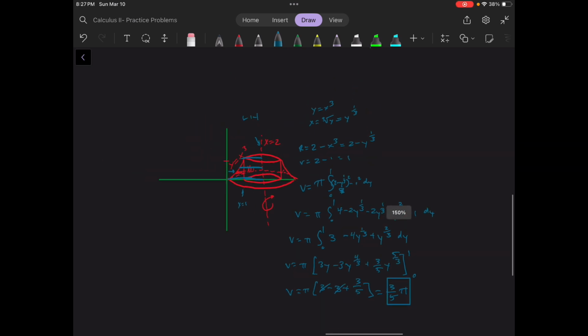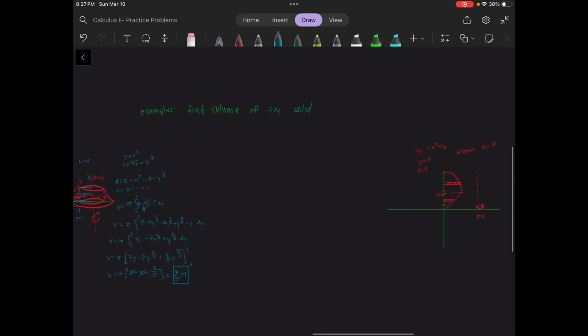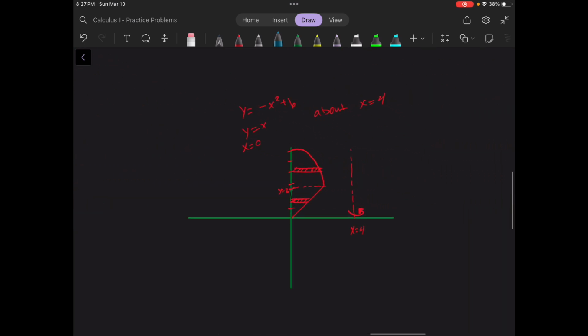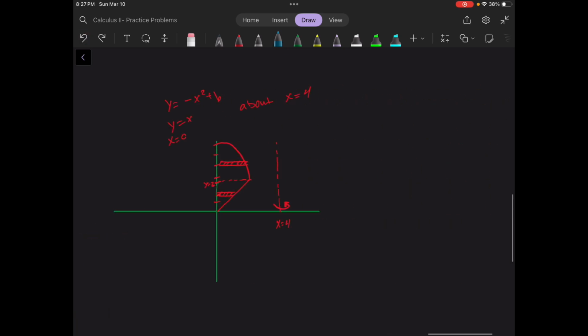Okay, then we have the last one, finding the volume of this. This one's going to be a bit tricky because we have two different kinds of washers. One where this is the little radius, going from this function to there. One where the little radius is from this function to there. So two different radii means two different integrals.